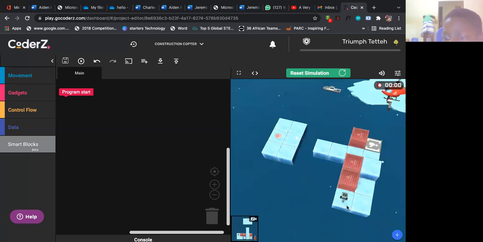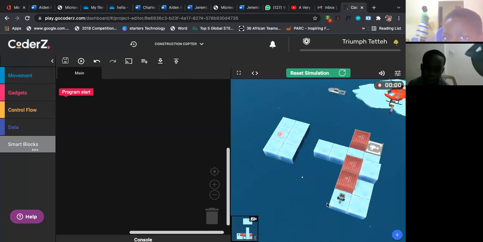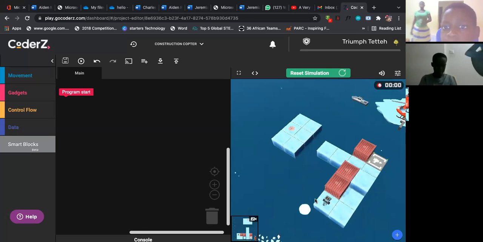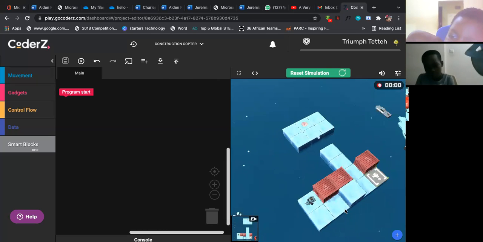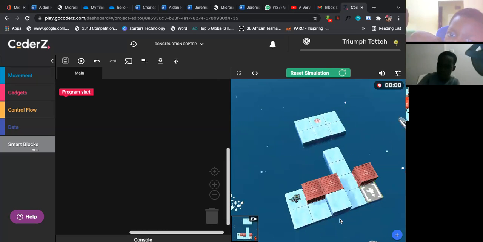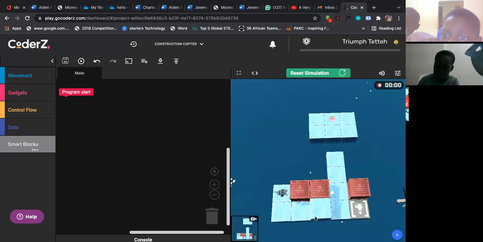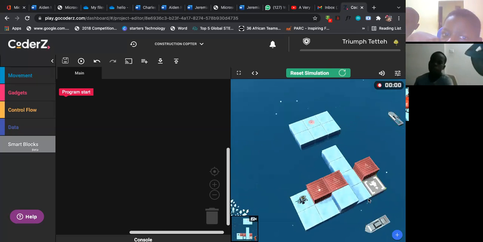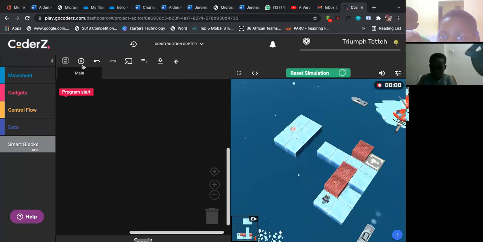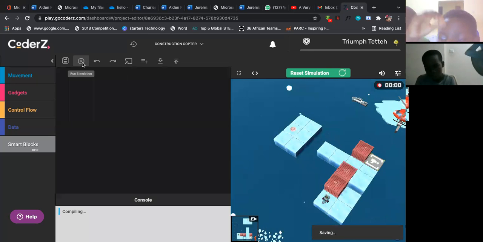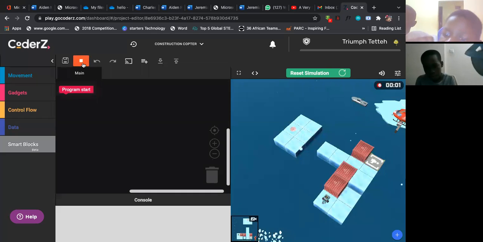So, if you look at the question, you can see that the robot needs to go here and he needs to push this ice block, right? The robot needs to push this ice block and this and that. Let's just run it without code just to see if anything happens that we need to know.